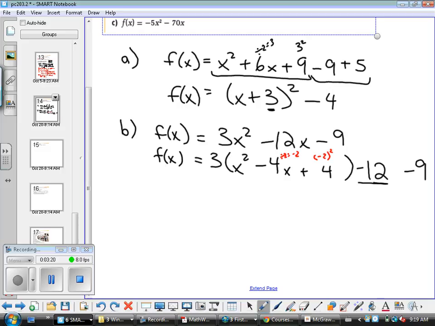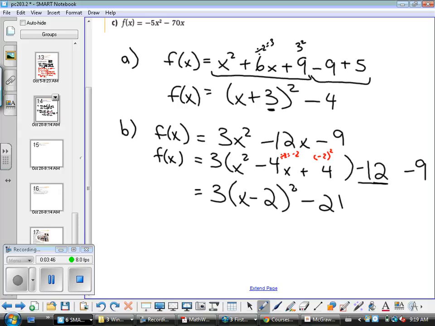And then it's just the same as it was. It's just that one thing that you need to remember, that you didn't add 4, you in fact added 3 times 4, because that 3 would be distributed over that 4. And then just a matter of writing that trinomial as a binomial squared. So my 3 stays on the outside. I have x minus 2 squared and minus 21.